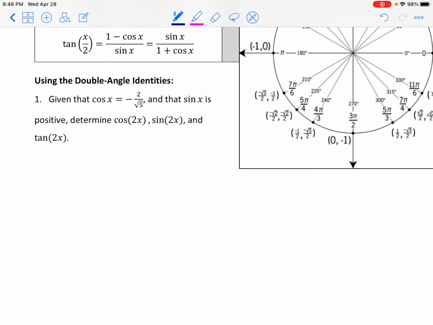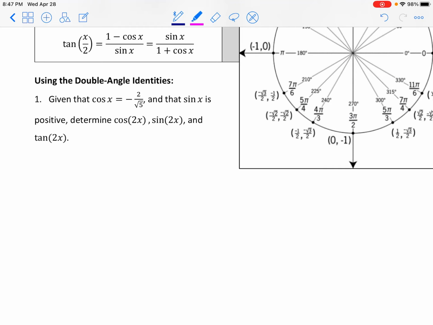The first one says, well, we're going to use double angle identities. It says, given that the cosine of x is equal to negative 2 over radical 5, and that sine of x is positive, determine the cosine of twice our angle, and the sine of twice our angle, and the tangent of twice our angle. So again, double angle identities here.